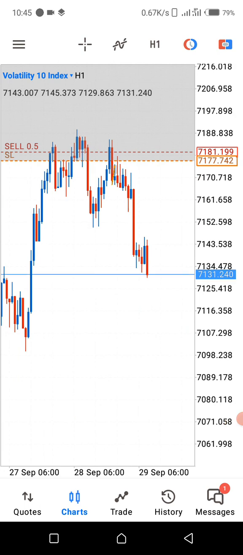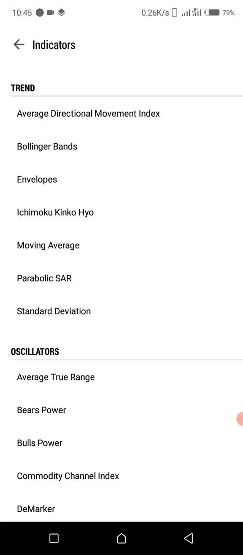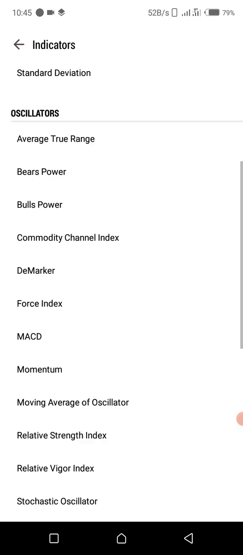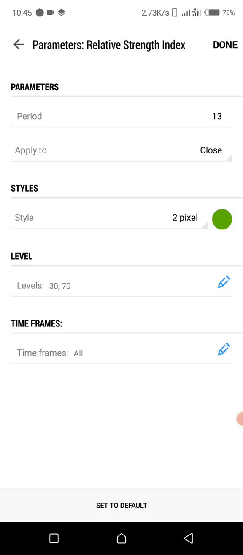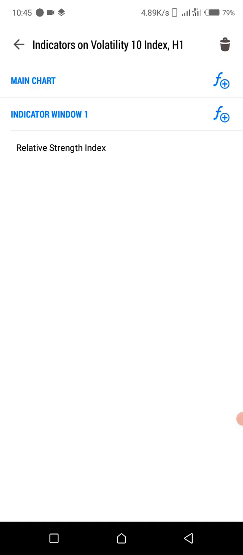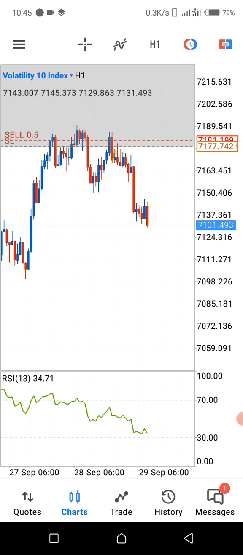So whenever you get this kind of setup, you can also add divergence to know if you are right or wrong, because I can decide to bring out the RSI, that's the relative strength index, then use it to check for that. Now the RSI will serve as a divergence.